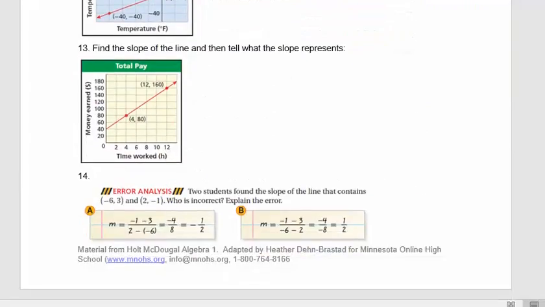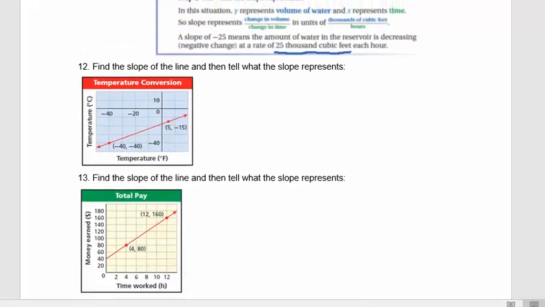So you have 2 problems to do. They're both increasing. And then to tell what the slope means after you find it, in this one, it's temperatures Fahrenheit along the bottom and temperatures Celsius. So your slope is going to mean something along the lines of, for every Celsius temperature is equal to this much Fahrenheit temperature.